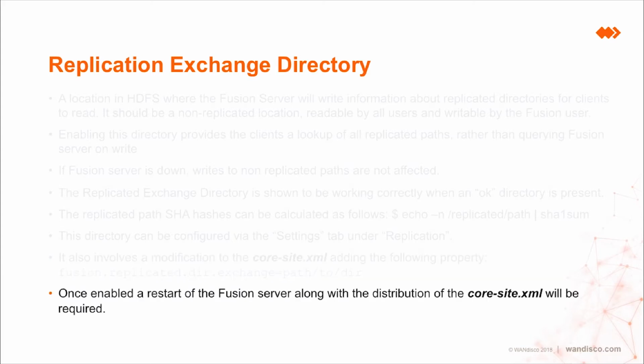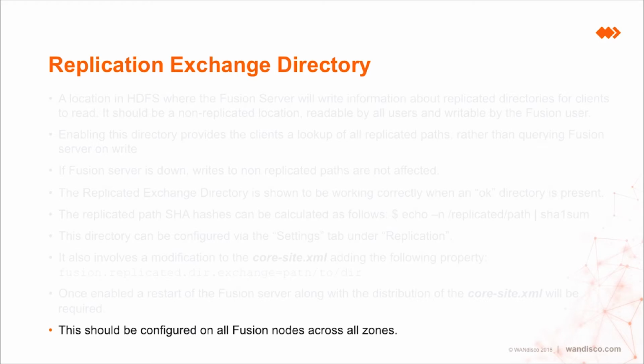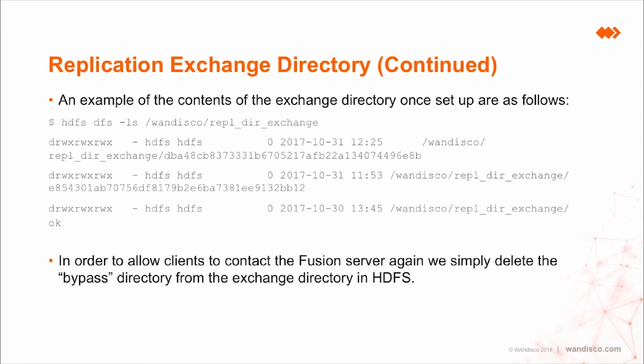Once the Fusion server is restarted, it's enabled, and the core site XML needs to be distributed across the cluster, as always when core site changes are made. This should be configured on all Fusion nodes across all zones. Here's an example of the contents of the exchange directory once set up. You could do an hdfs dfs -ls on the replicated exchange directory, and you could see that the WANdisco replicated exchange directory will have various directories in it.